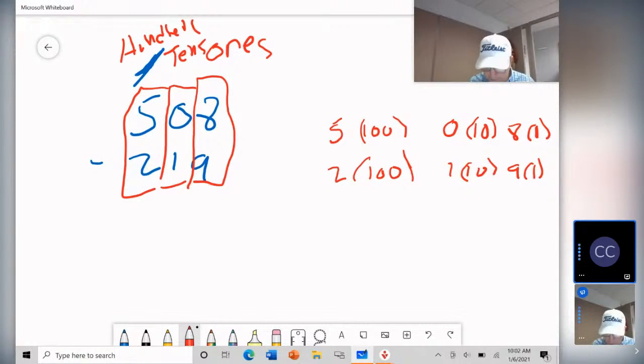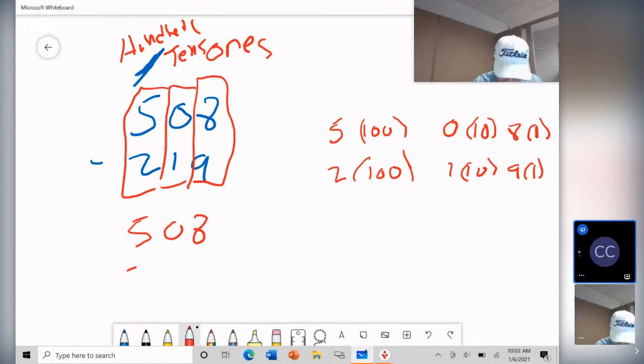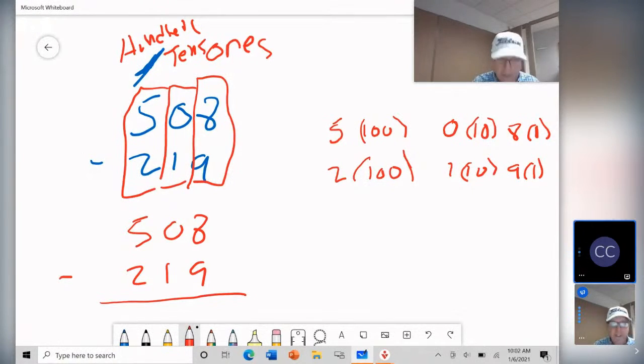Okay, so when we're borrowing, we're always borrowing from the column to the left. So if this first one was 508 minus 219, right here we see 8 minus 9. So we know the top number is smaller than the bottom number, so we're going to have to borrow. And really what we're doing in this one, we're borrowing from the hundreds. So this is going to be a 4, and we're borrowing 10 tens, which is 100.